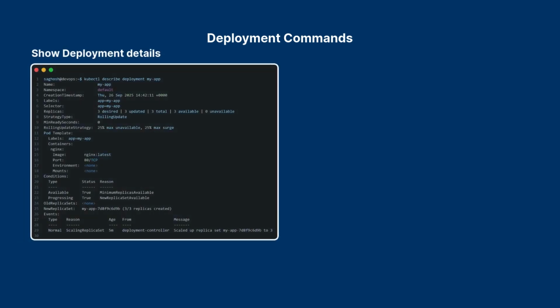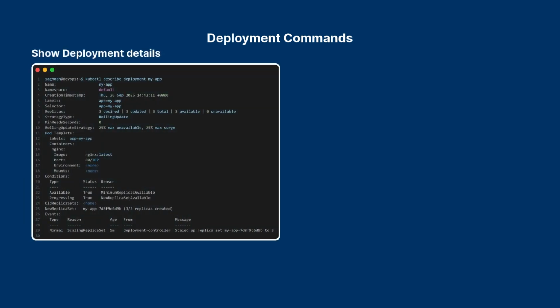The next command that we have is kubectl describe deployment and then the deployment name. This command provides a similar detailed view of a specific deployment. It displays metadata like name, namespace, labels, the current replica counts, update strategy, pod template details like containers, images, ports, environment variables, conditions, and recent events. This command is useful for in-depth troubleshooting and understanding how the deployment is configured and behaving.